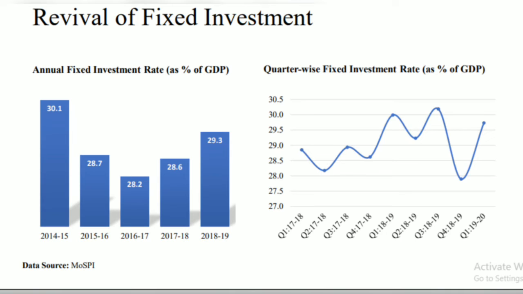And then in the second graph we can see the line graph, which shows that during quarter four of 18-19 there was a sudden drop, and now it is moving, showing positive growth in 19-20, and hopefully it will grow as the government has taken a lot of initiatives.